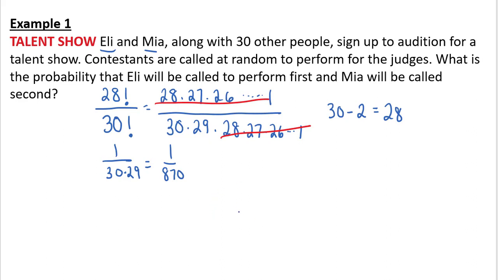Now, quite honestly, there's another way that I think about this. Okay, so let's look at this. Probability that Eli goes first. Eli is 1 out of 30 people. We multiply that by the probability that Mia is going to go second. So Mia, Eli's already gone. I have 29 people left over. There's one possible person, Mia, who we want to go second.